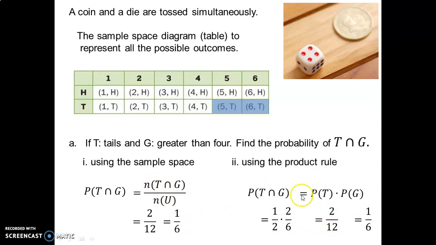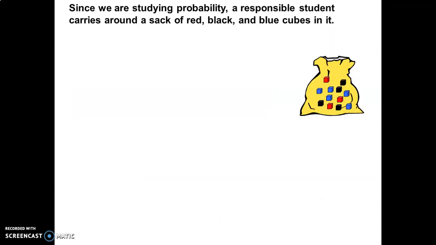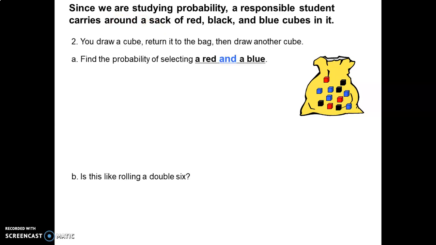Again, both approaches, you should be familiar with both, and also see the connection between those two things. Okay, here's another problem. Since we are studying probability, a responsible student carries around a sack of red, black, and blue cubes in it, since there are so many problems about pulling cubes from bags. So let's take a look.